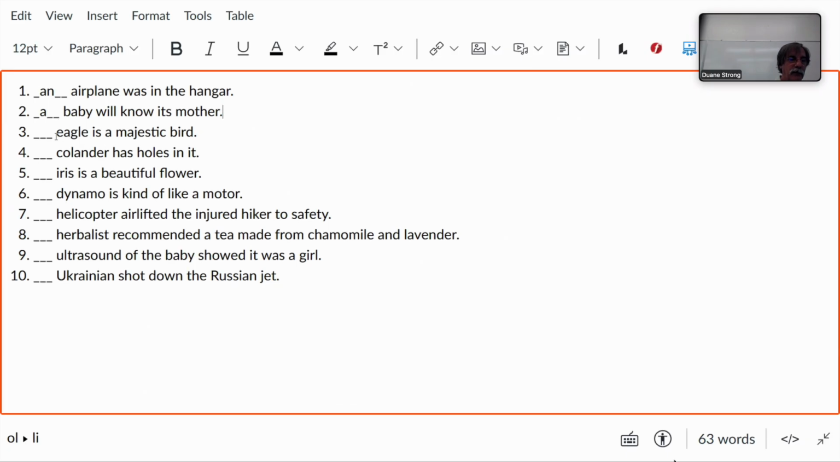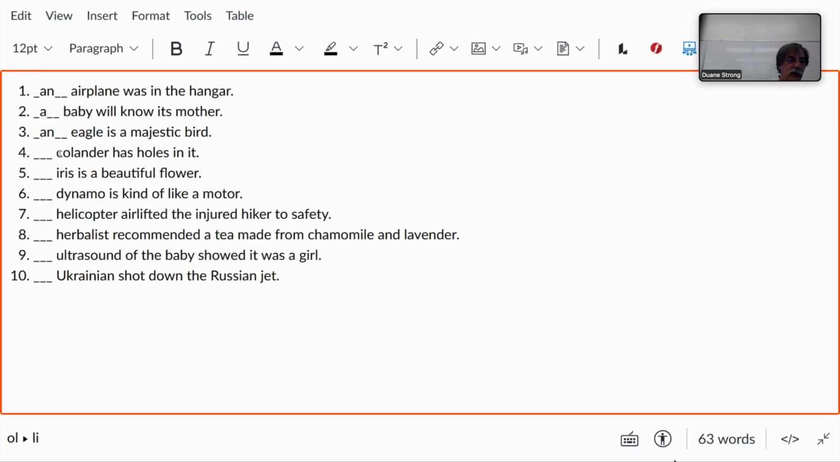How about this one? Blank eagle is a majestic bird. A or an? Karina, what do you think? "A eagle?" Oh, no. Right. Yeah, I think with most of these, if you can hear it in your head, you're like, that doesn't sound right. But I'm trying to teach you the rules because there will definitely be words where you're like, I don't know, what should it be? So an eagle. Why? Because E is a vowel.